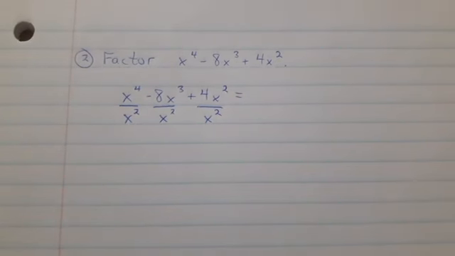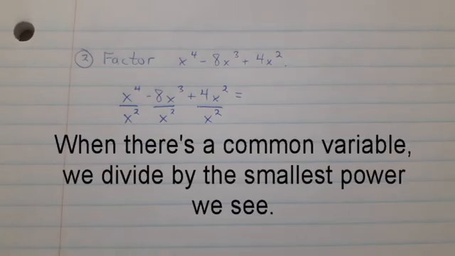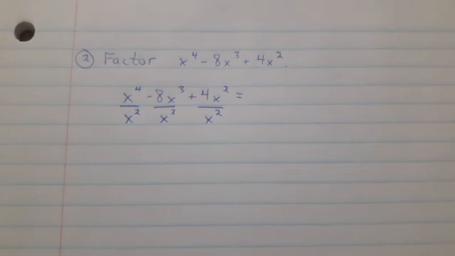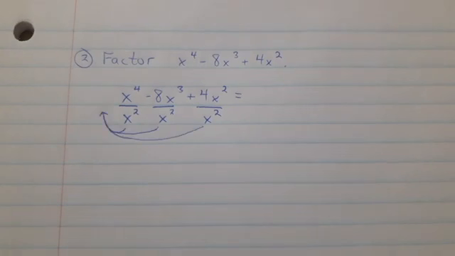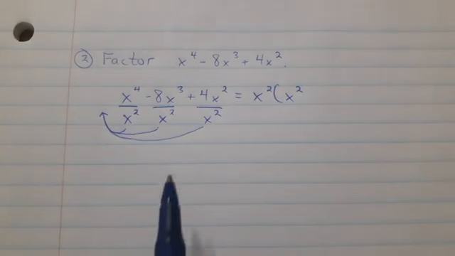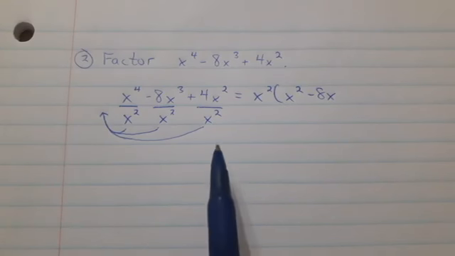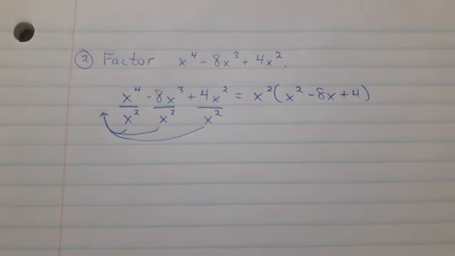If you're still confused, here's a nice easy trick. Whenever there's a common variable, we're always going to divide out by the smallest power we see. Now we just do the opposite of distributing. Instead of multiplying in, we take our GCF of x squared and divide it out in front, which gives us x squared times (x to the 4th divided by x squared becomes x squared because we subtract our powers. -8x to the 3rd divided by x squared becomes -8x. And 4x squared divided by x squared becomes 4).